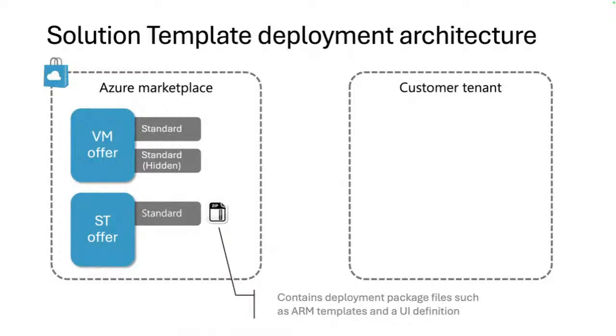And it can also define the other resources such that when this solution template offer is deployed, it creates a new resource group inside the customer tenant that contains not only the virtual machine defined in the virtual machine offer that we're pointing at, but also any of the other resources we might want to deploy, like additional compute, storage accounts, or even databases like Cosmos or Postgres, as we mentioned a moment ago.